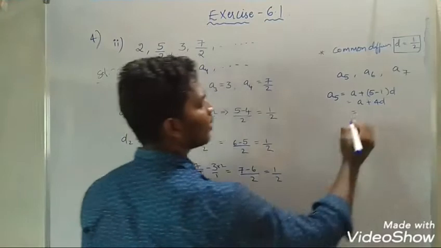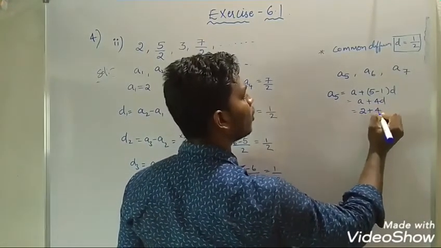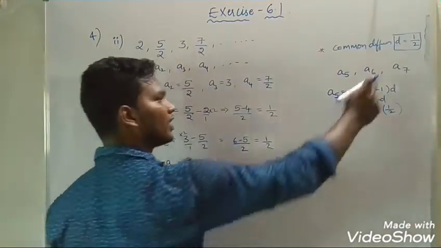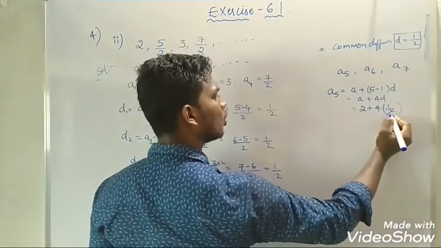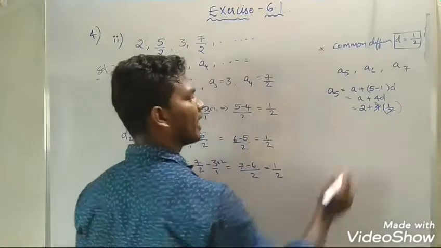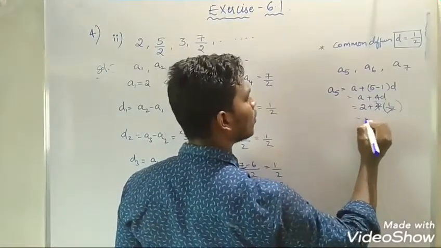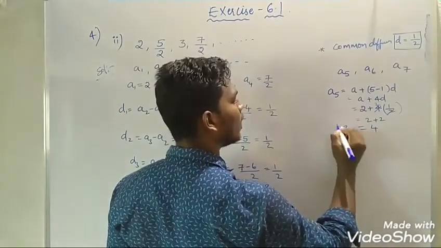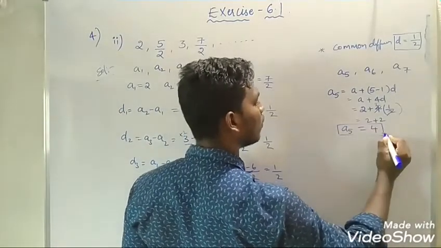So what is the value of A? A is the first term, right? So 2 plus 4 into what is the value of D? D is 1 by 2, right? The value of D, common difference, is 1 by 2. See friends, here 2 1s are 2 and 2 2s are 4 will get cancelled. 2 into 1 will be 2. So 2 plus 2, the final result is 4. Therefore, the 5th term is equal to 4.